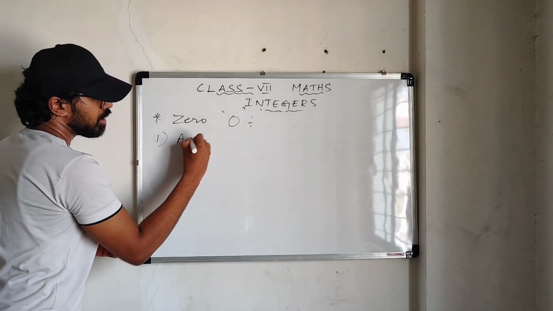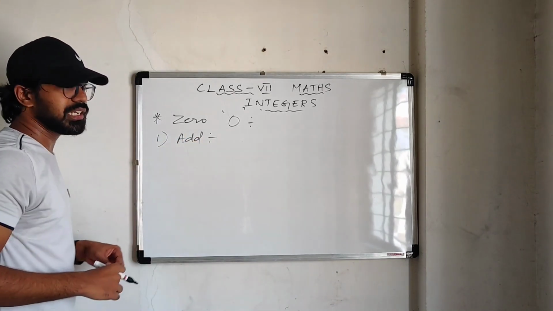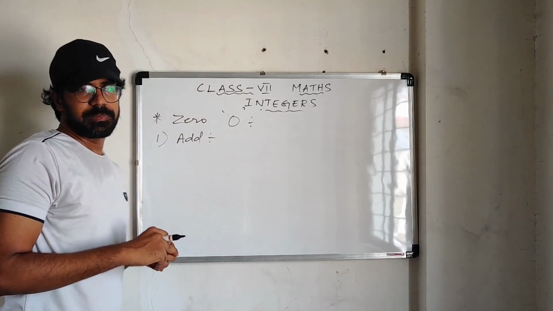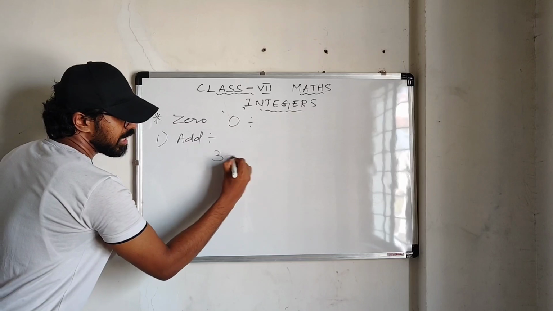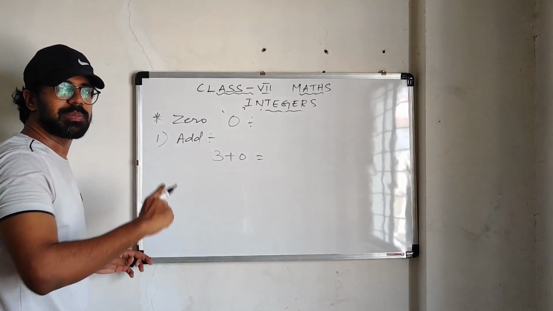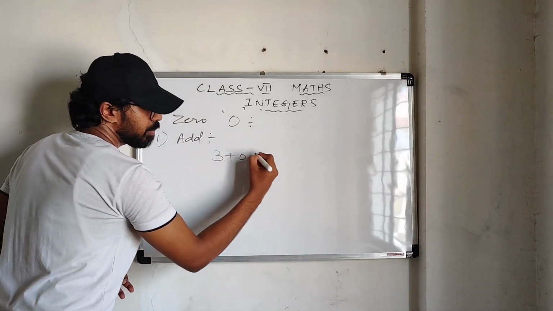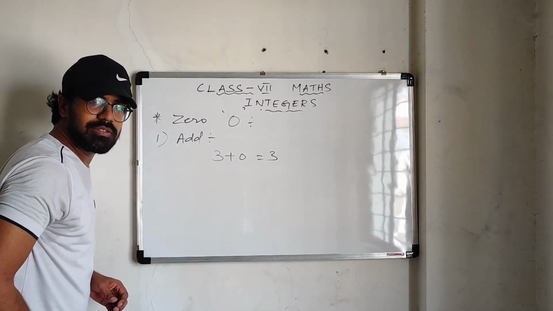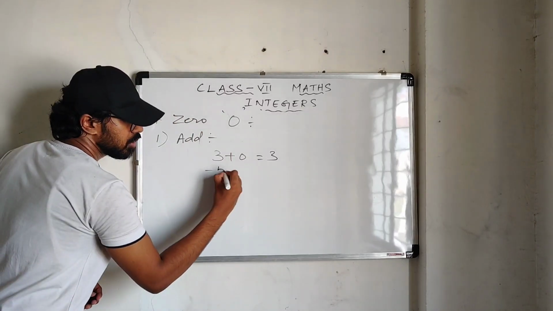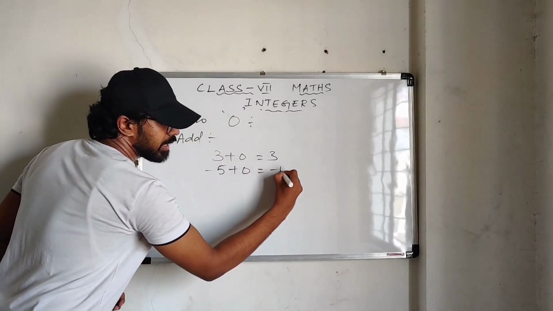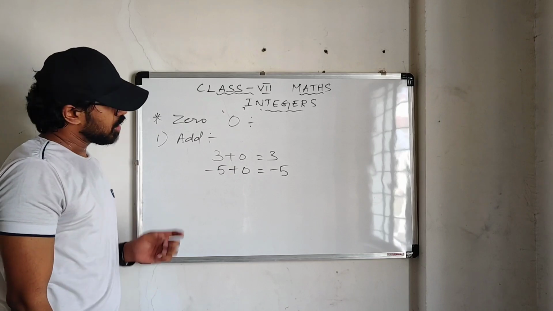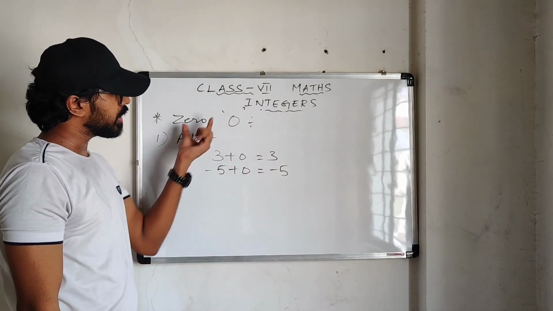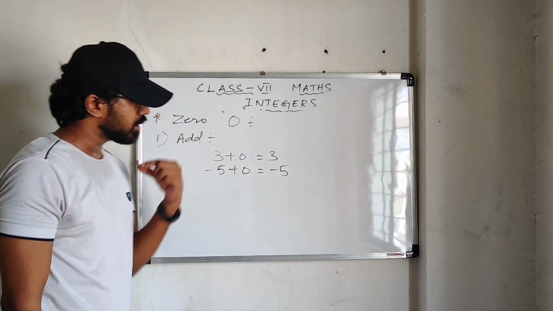First one, what if we take 0 and add it to any integer? Say any integer, for example, say 3. Now if I take 3 and add it to 0, I will end up getting the same answer. So 3 plus 0 will give me 3. If I take say minus 5 and add it to 0, I will still end up getting the same answer. So that is your addition property of 0. Any number you take, you add it to 0, you will end up getting the same answer.